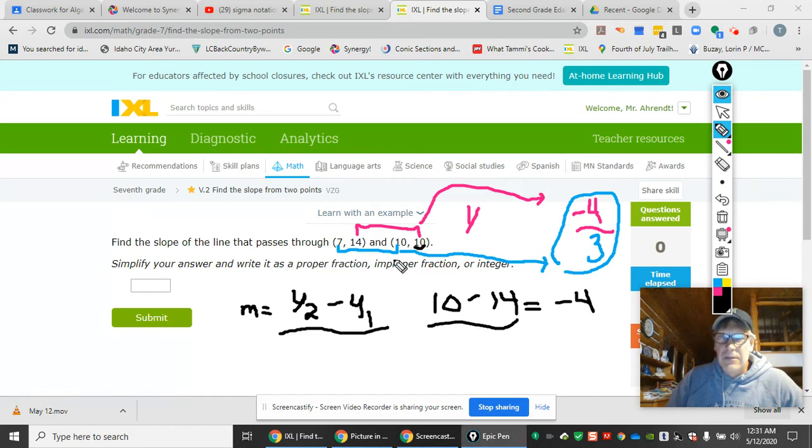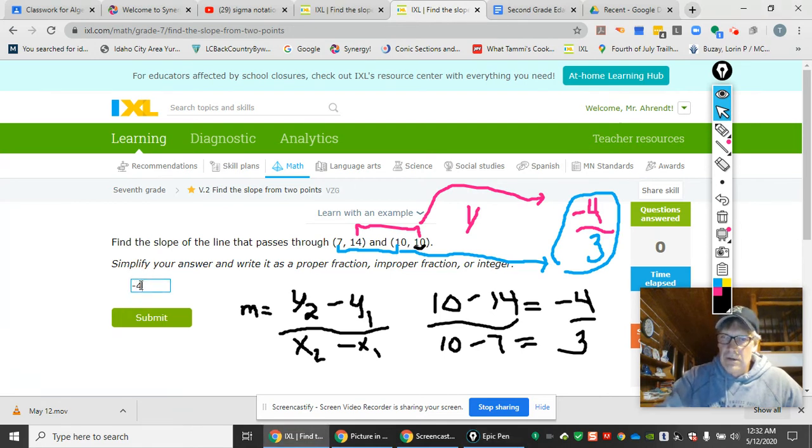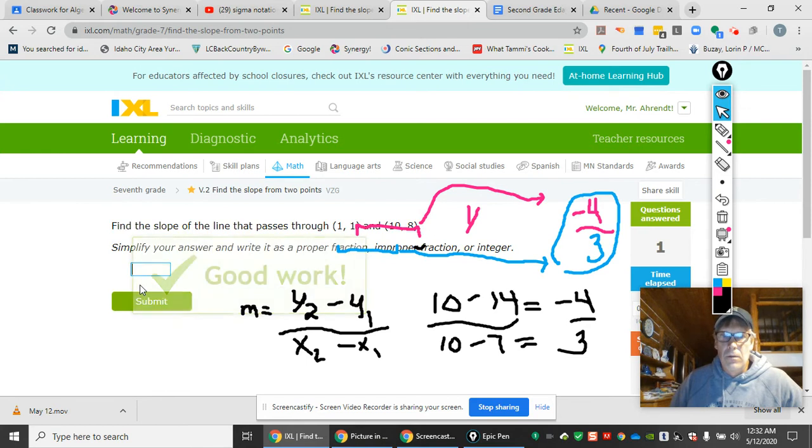Now I'm going to do my x's. Remember, your x's go on the bottom. I'm going to take my second x and I'm going to subtract my first x. So I'm going to take 10, my second x, minus 7, my first x. And 10 minus 7 gives you 3. So there's your slope again. All right, let me punch that in. Put negative 4/3. Yeah. All right, let's look at one more.